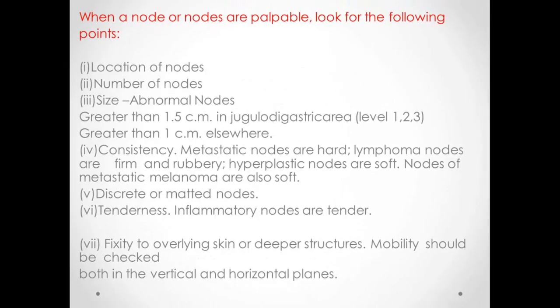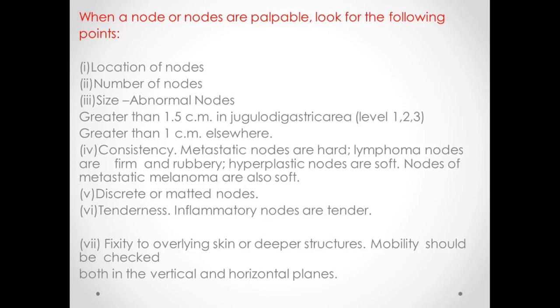Why do we need to examine the lymph nodes? What can we see in the lymph nodes? First of all, the site, location of the lymph node. How many lymph nodes, the number of the lymph nodes. Size of the lymph node is very important, because greater than 1.5 centimeter, except in jugular digastric lymph node, levels 1, 2, and 3.